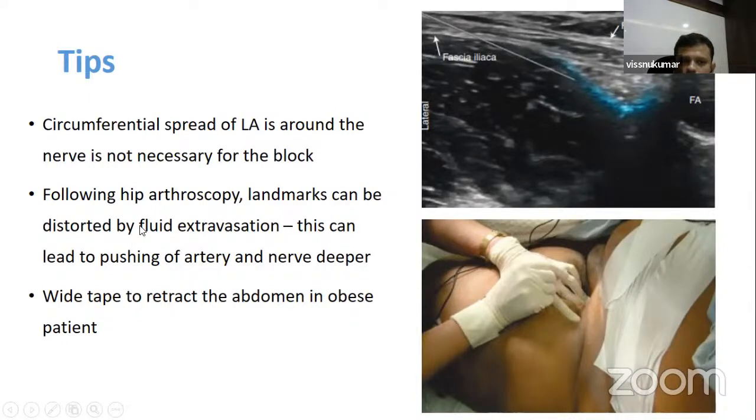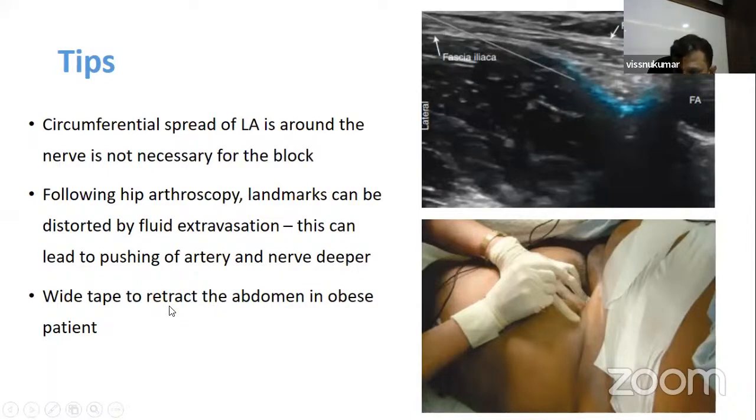And one more thing: initially we will be using the femoral nerve block for hip surgeries. But if you are planning post-operatively to do a femoral nerve block, then after surgery there will be a lot of fluid extravasation due to tissue damage, and this can lead to pushing the artery, vein and nerve deeper.